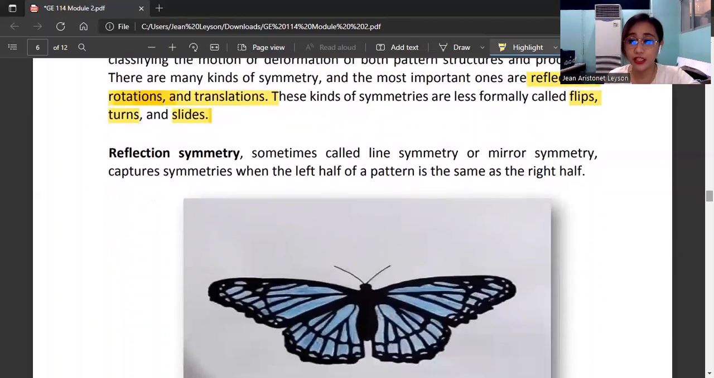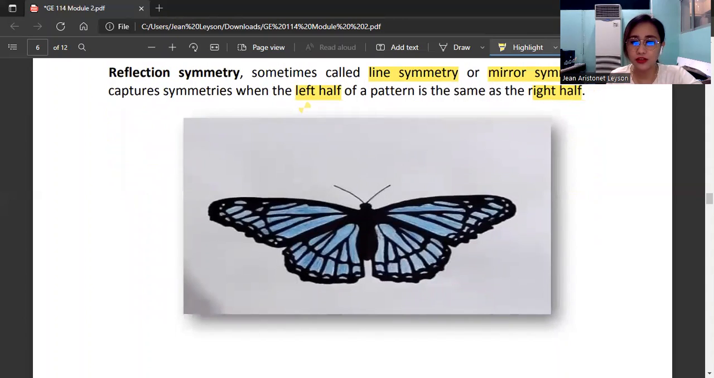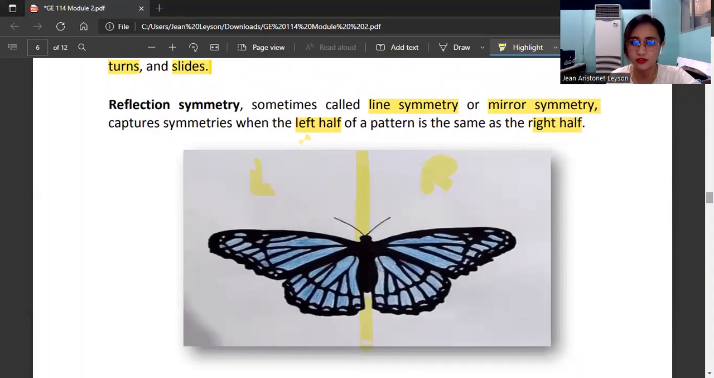We have the reflection symmetry, sometimes called the line symmetry. It's another way of calling reflection symmetry, line symmetry, or mirror symmetry. It captures symmetry when the left half of a pattern is the same as the right half. So if we take a look at this butterfly, if we divide that image into two, the left side and the right side are the same, or they are simply a mirror of each other.